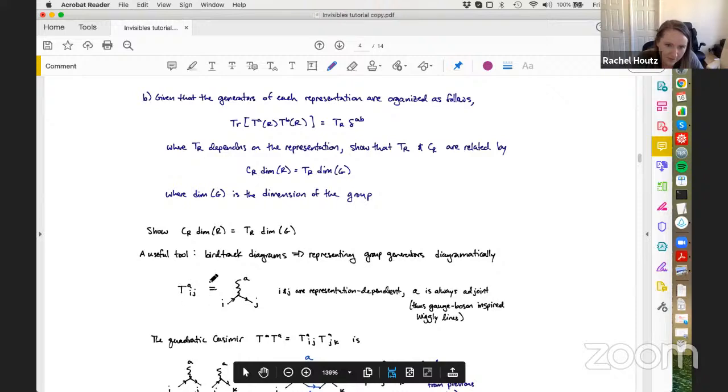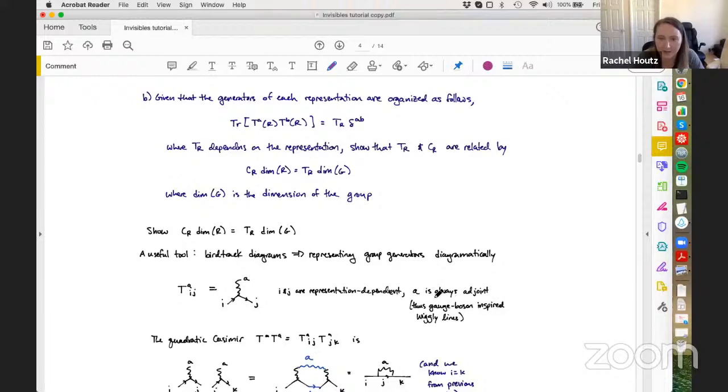And so the way bird track diagrams work is they say that this generator TAIJ can be represented like a vertex A times I and J, where I and J are representation dependent, but A is always the group index.